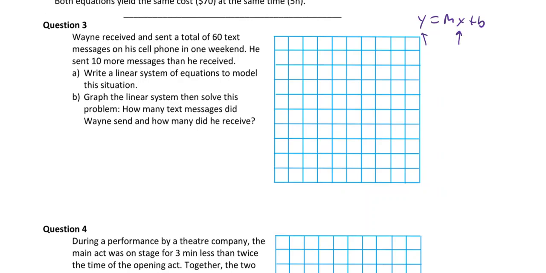Wayne received and sent a total of 60 text messages on his cell phone in one weekend. So he received and sent a total of 60 text messages, right? So it looks like those are my variables. How many he receives plus how many he sent would give me a total of 60, right? So let's write that out. He received, so I'm just going to call that R. The number that he received, R, plus the number that he sent, S, should be equal to 60.